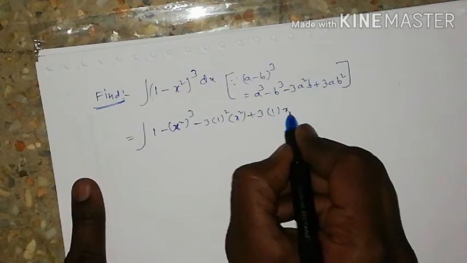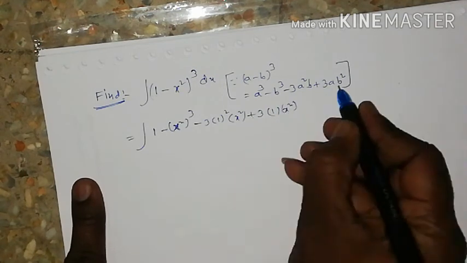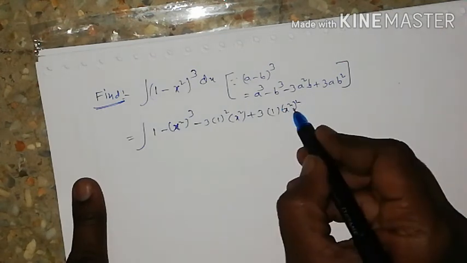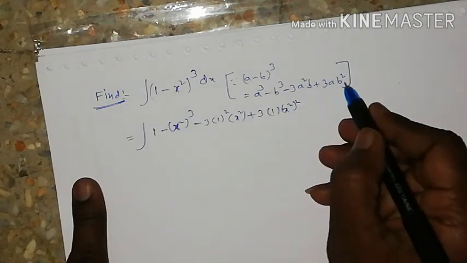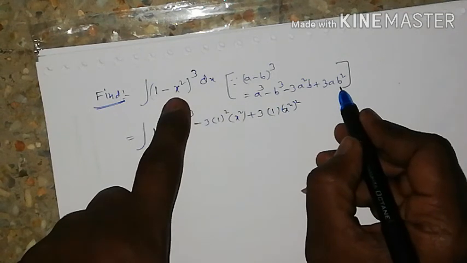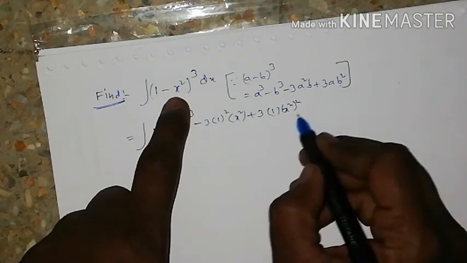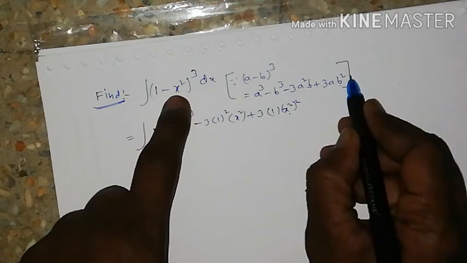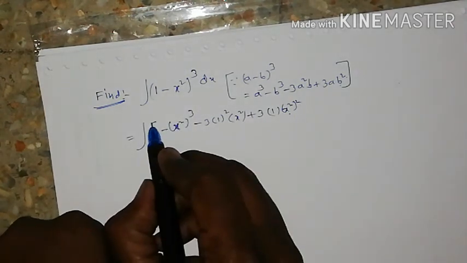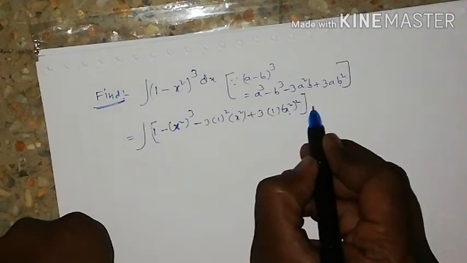Plus 3, a means 1, b square, b means x square, so x square whole square. What sir? Already we wrote 2 here, again why are you writing 2? That's not wrong, because here b is nothing but x square. So in the place of b we are writing x square, which has power 2, so I am keeping 2. Clear? Now formula application is over.